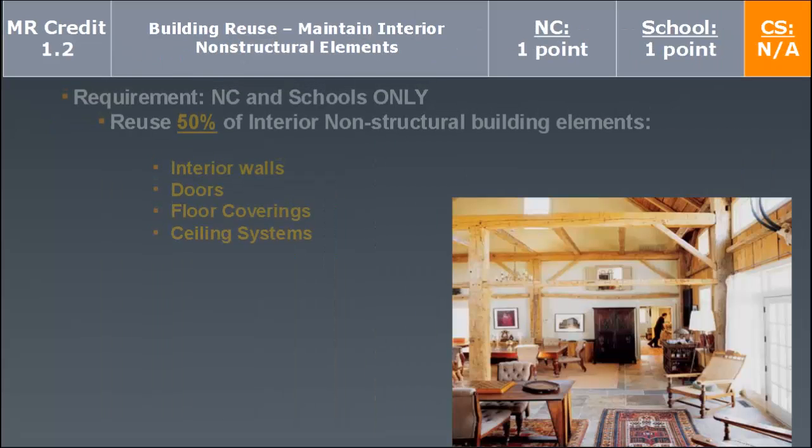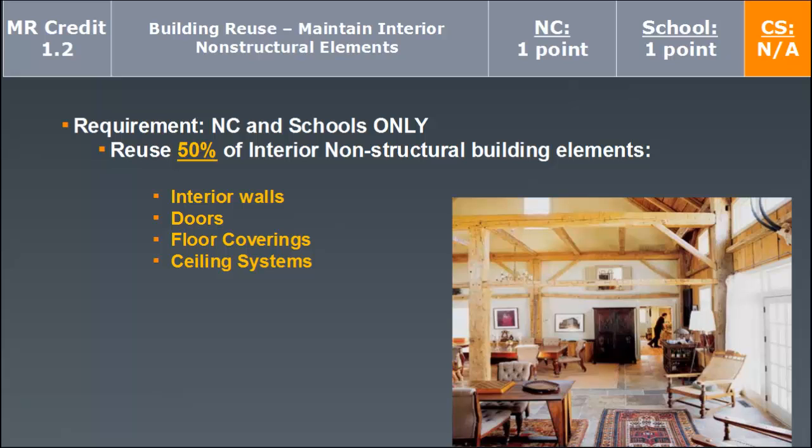MR credit 1.2. It's also pertaining to building reuse and maintaining interior non-structural elements. 1 point is available for new construction in schools. It's not applicable to core and shell since you're not working with the interior elements as much. So you must reuse 50% of interior non-structural building elements, including interior walls, doors, floor coverings, and ceiling systems.